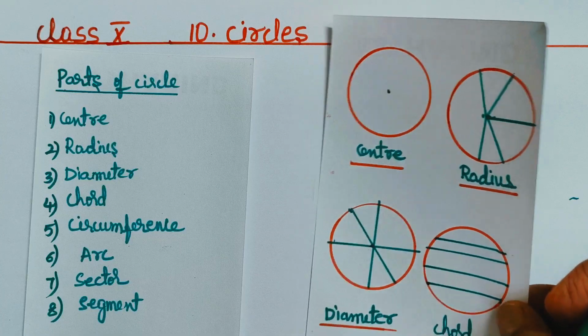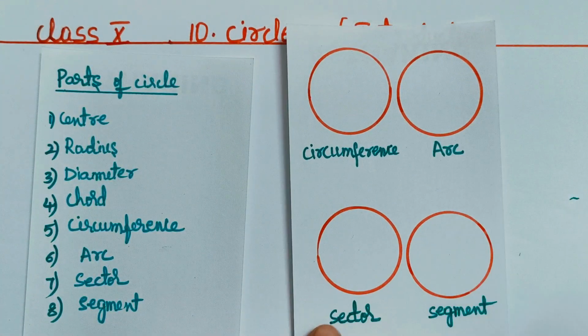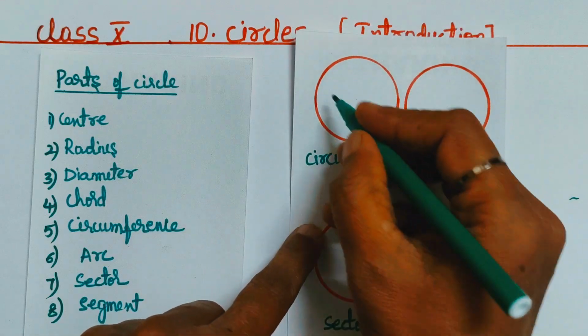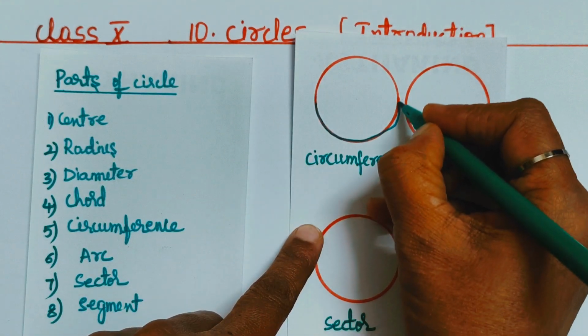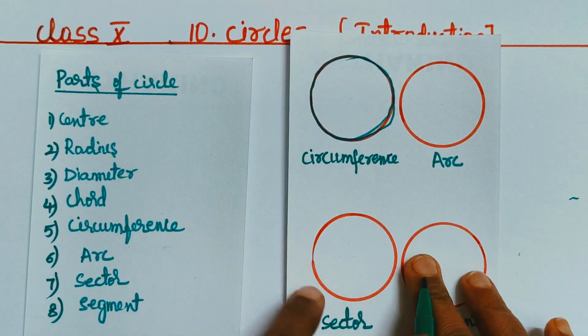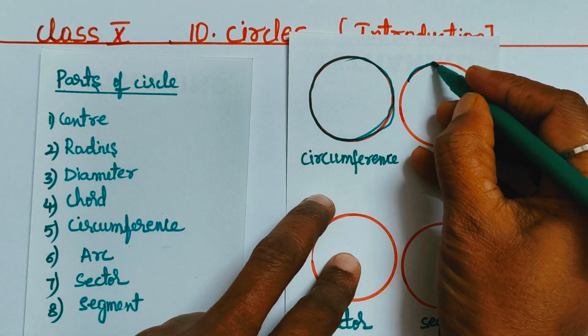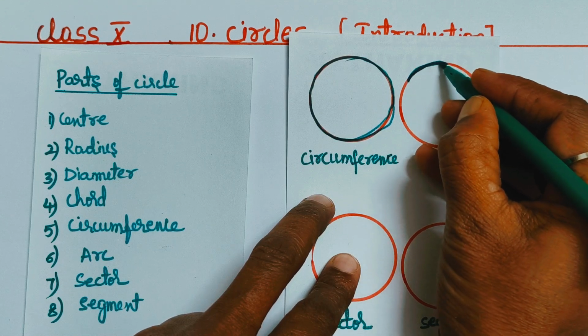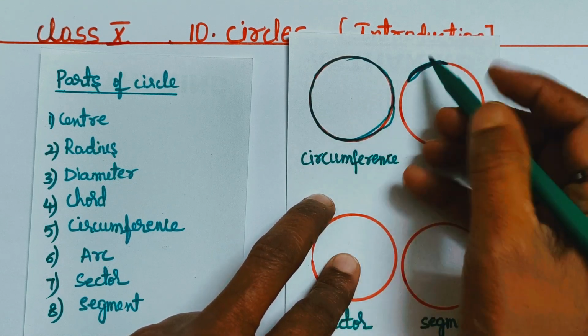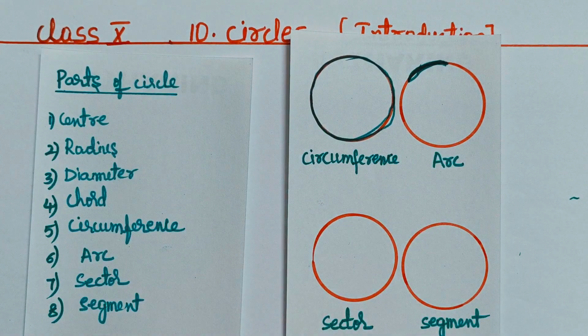Next, after chord we are going to learn circumference. What is the circumference? The border here is called the circumference. The full border of the circle is called the circumference of the circle. Next, what is an arc? Any one part of the circumference is an arc. See here, in this circumference we are taking only this much part, so this is an arc of the circle.